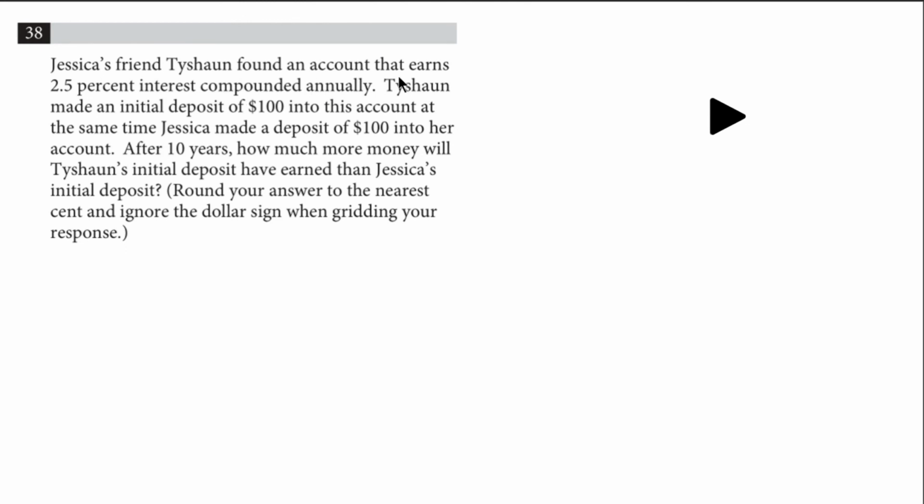Jessica's friend found an account that earns 2.5% interest compounded annually. Her friend made an initial deposit of $100 into this account at the same time Jessica made a deposit of $100 into her account. After 10 years, how much more money will her friend have than Jessica? Okay, so let's see. Her friend has an account with 2.5% compound interest, and he's also depositing $100. So the equation for her friend is going to be 100 multiplied by 1.025 to the power of t.